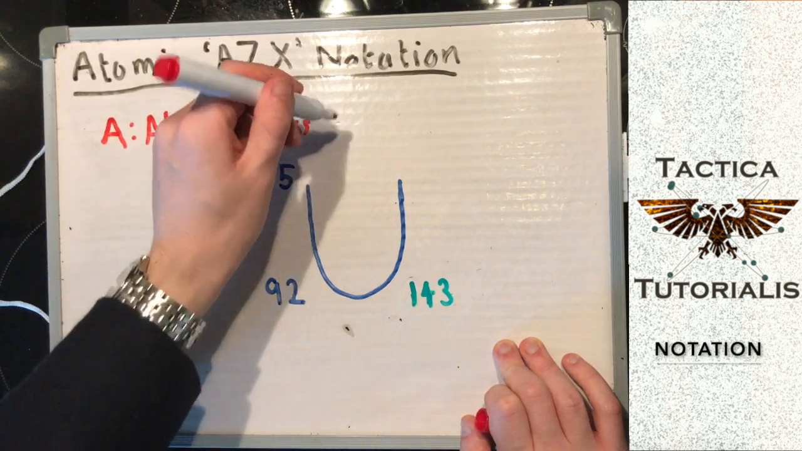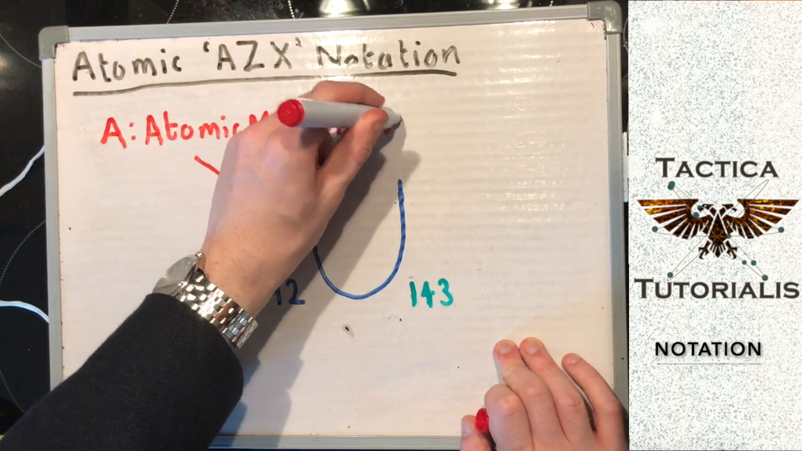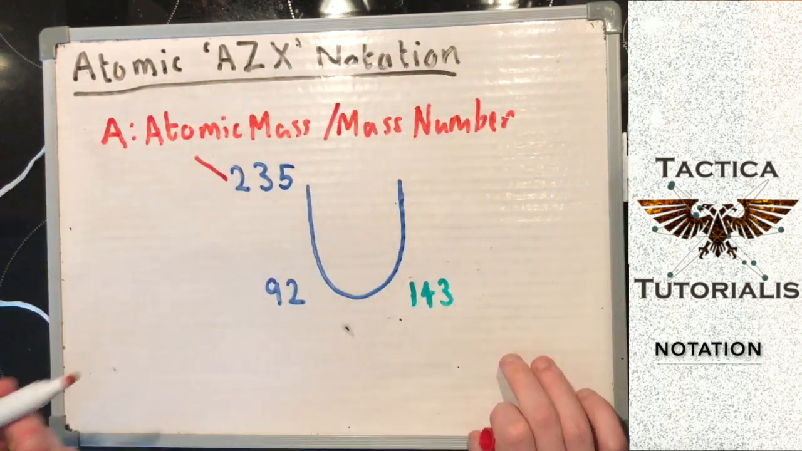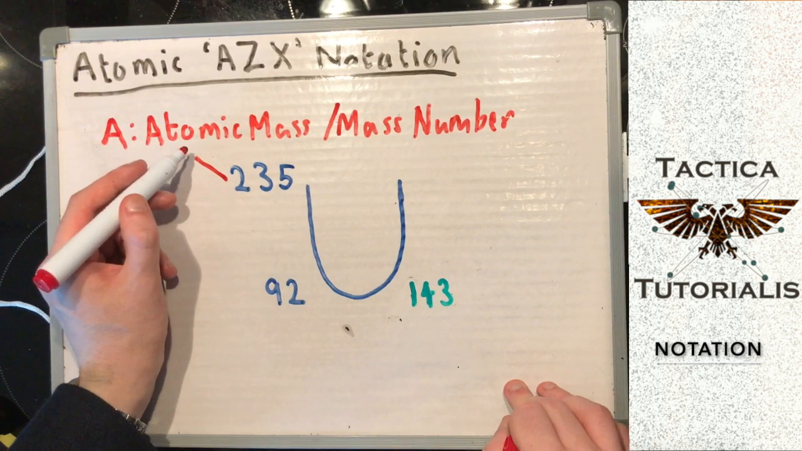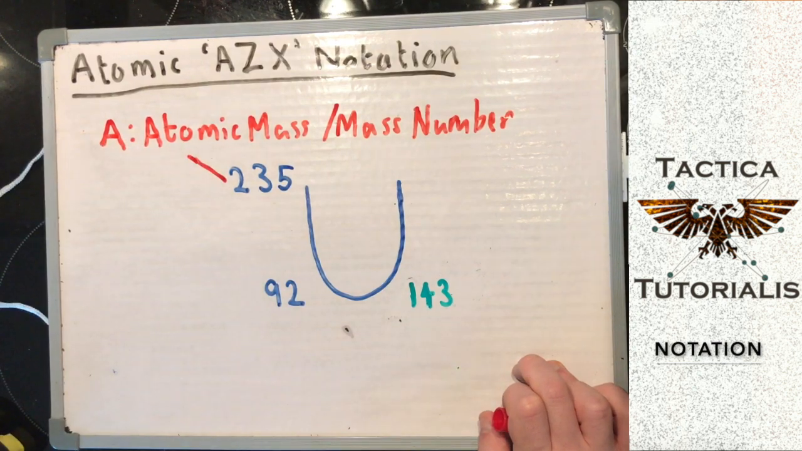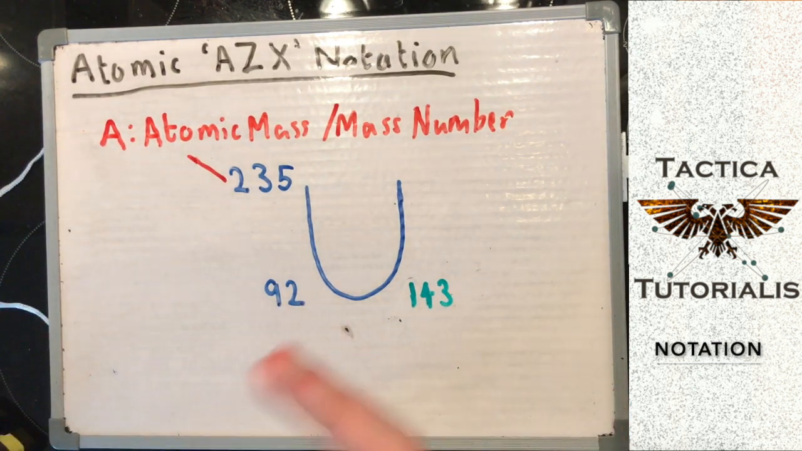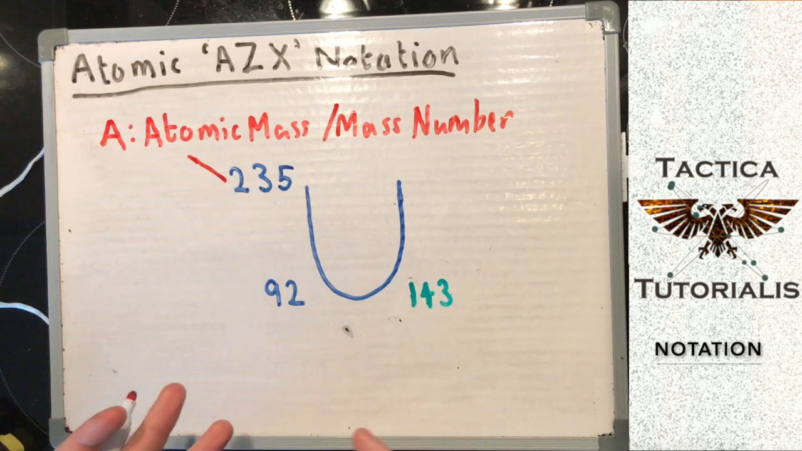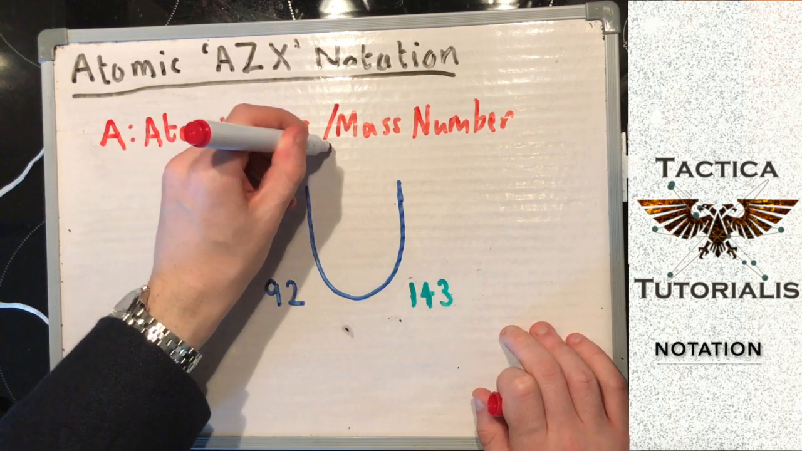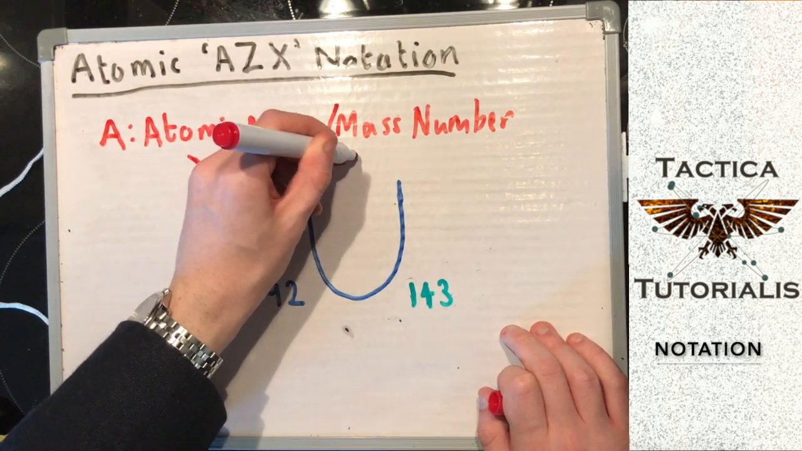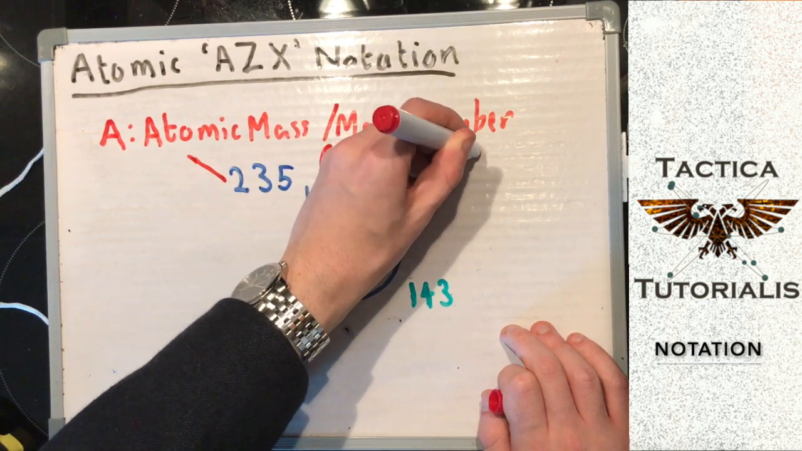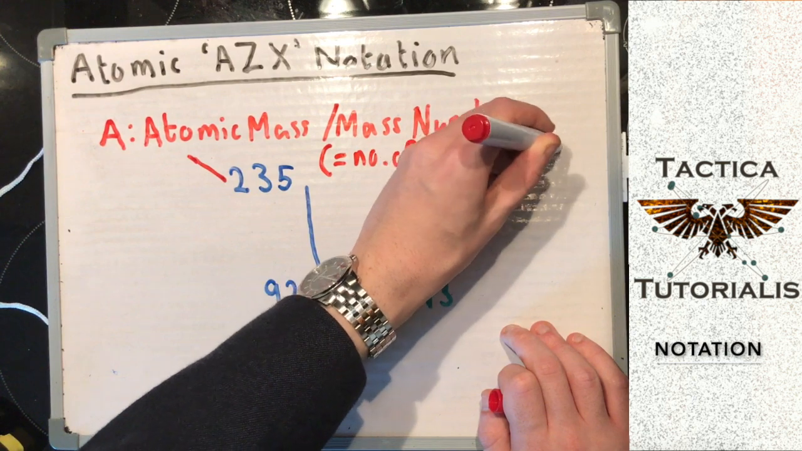Or, you might have also seen it called the mass number. You'll probably see both terms. Atomic mass is probably the correct term, but mass number comes up as well. So, what does that mean? Well, what that means is it's the total mass in atomic units of the nucleus or the atom. So it is actually equal to the number of protons plus the number of neutrons.